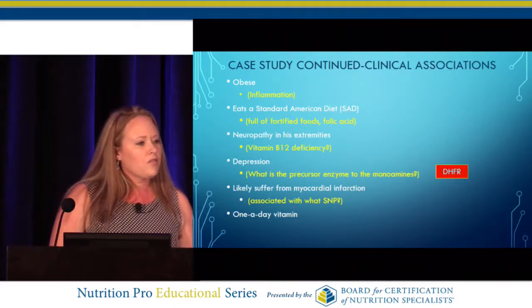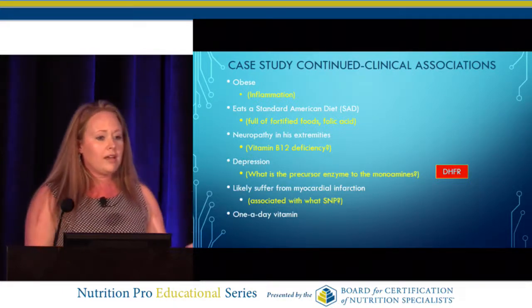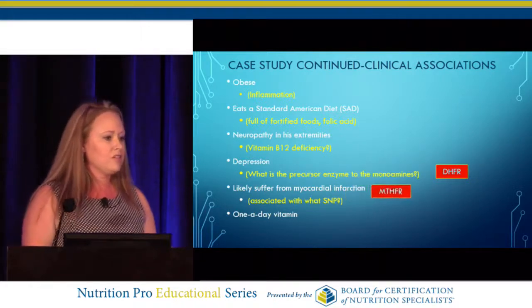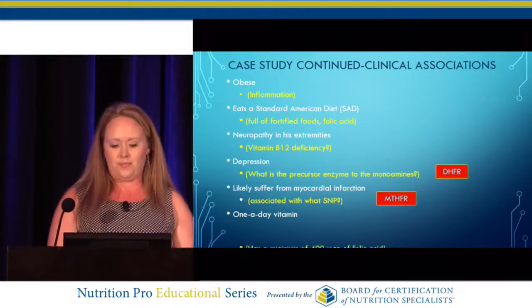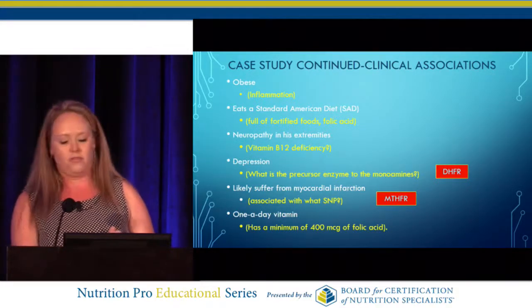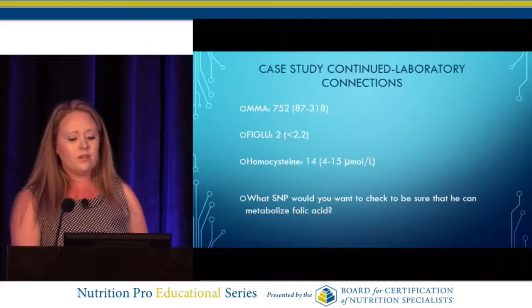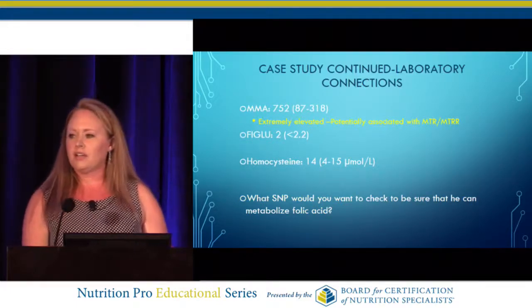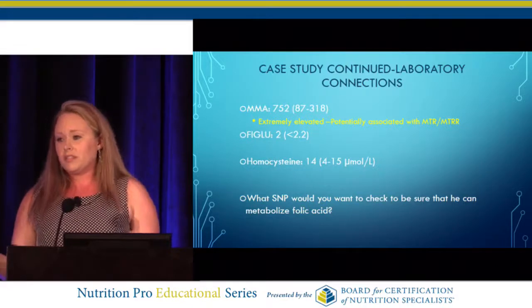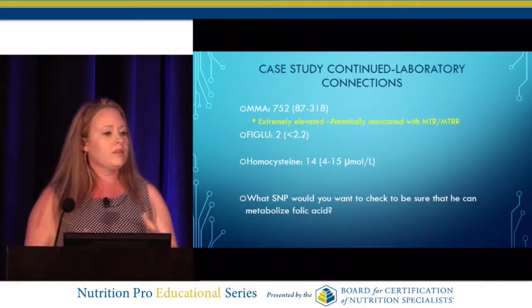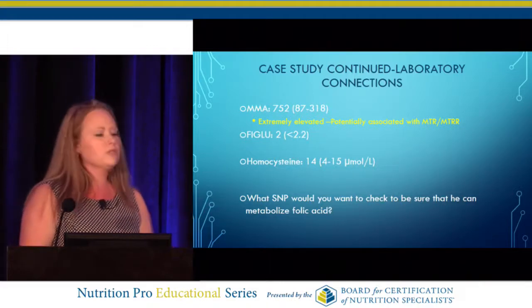He's likely to suffer from a heart attack. We've already talked about a SNP today that is involved with cardiovascular disease, and that's MTHFR C677T. Again, the multivitamin usually has about 400 micrograms of folic acid. His MMA is 752. This is extremely elevated, so we want to start thinking about potentially our B12 recycling SNP, or we want to think about transcobalamin issues, et cetera.